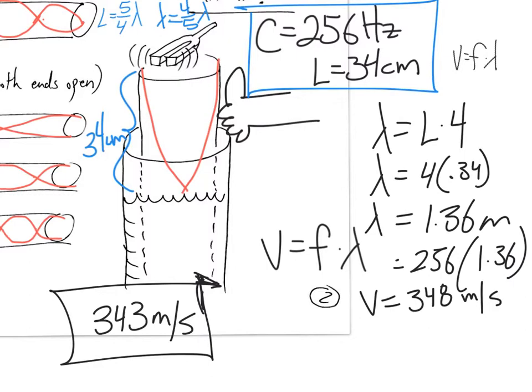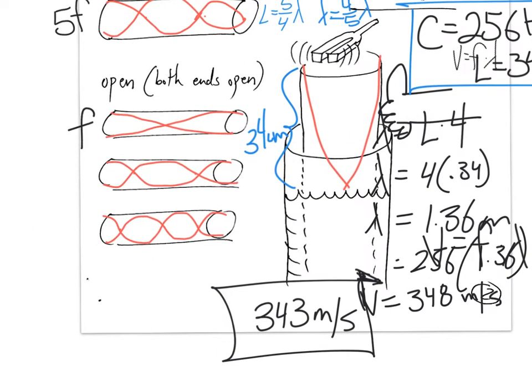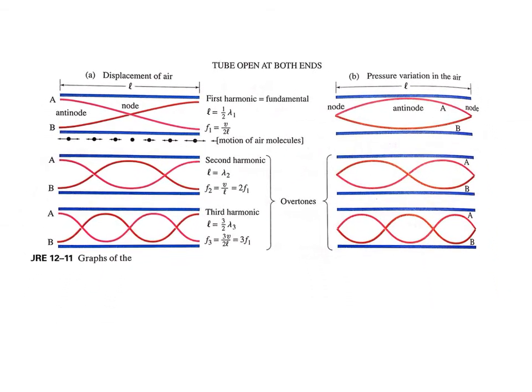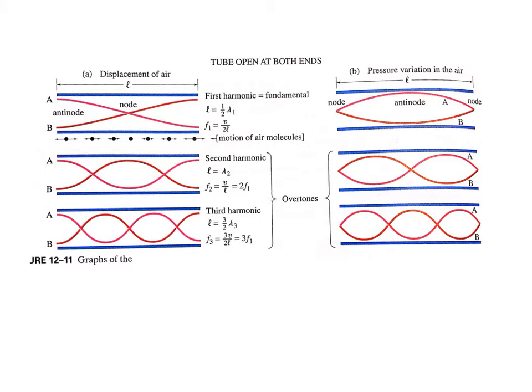So that's it for now. That was a lot. Put it on pause, you poor kids. You're figuring out these relationships, and then I will move to the next slide and show you the answers. So this was for open at both ends. This is the one you're figuring out.